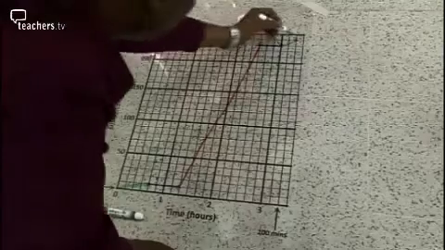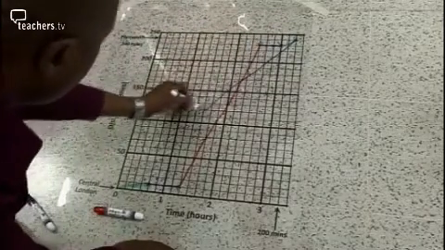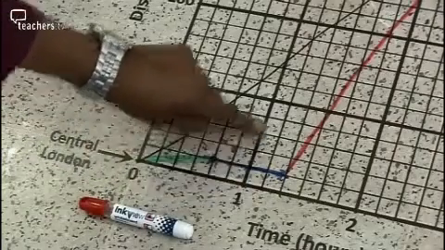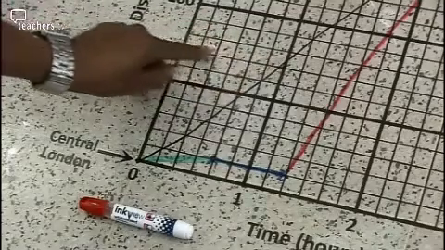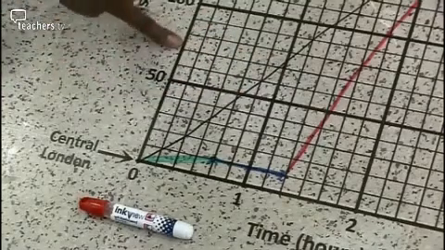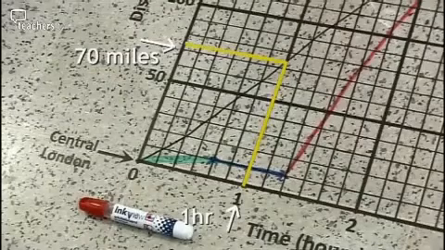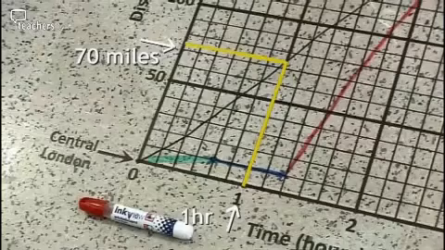To work out the average speed of the whole journey, join the two ends of our graph like this. So from 1 hour on the horizontal time axis, look for the corresponding point on the distance vertical axis, and that gives us an answer of just over 70 miles. So the average speed for the whole journey is just over 70 miles per hour.